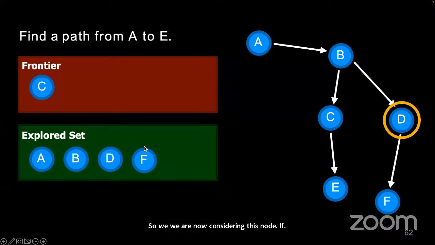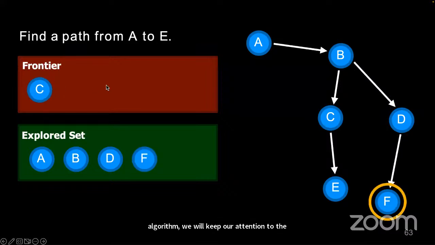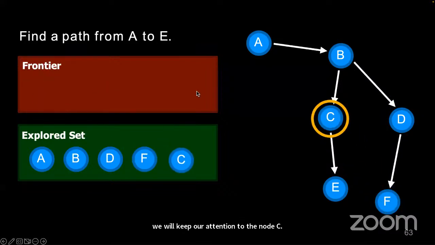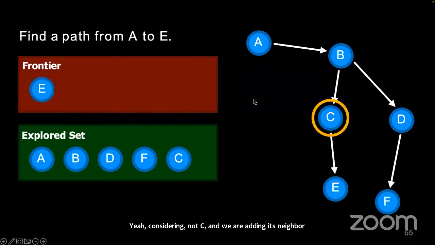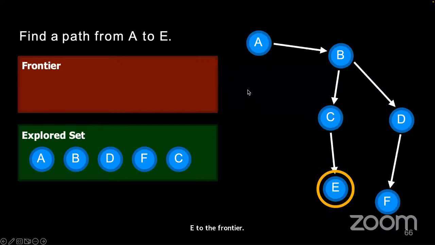After considering node F, we see that this is not a goal state, and we also reach a dead end. There are no unexplored neighbors of F. So we backtrack to our previous point, which in terms of this algorithm, means we keep our attention on node C. We are considering node C, and we are adding its neighbor E to the frontier. And now we consider E, and we find that this is our goal state.